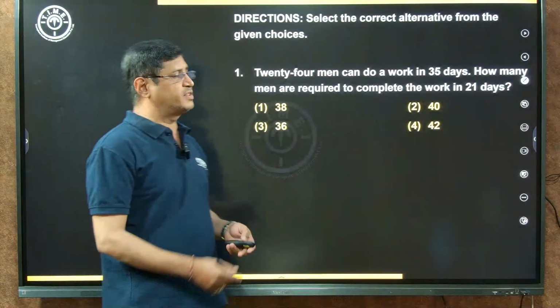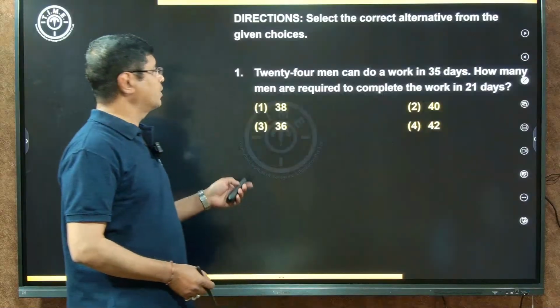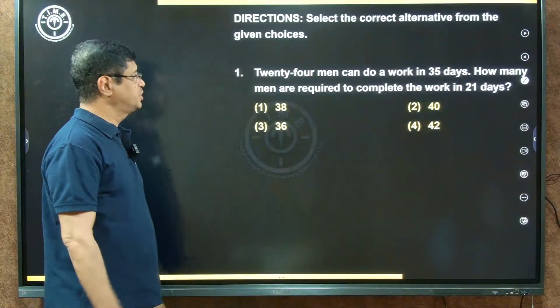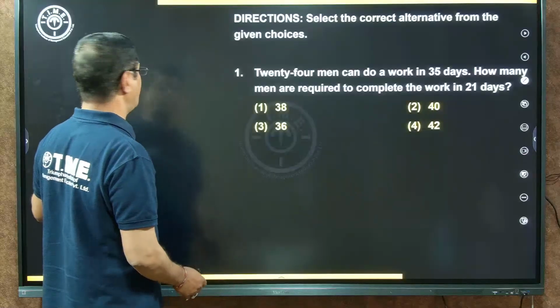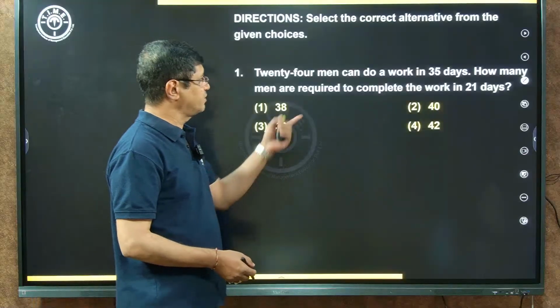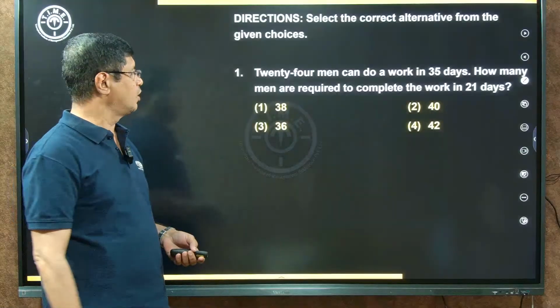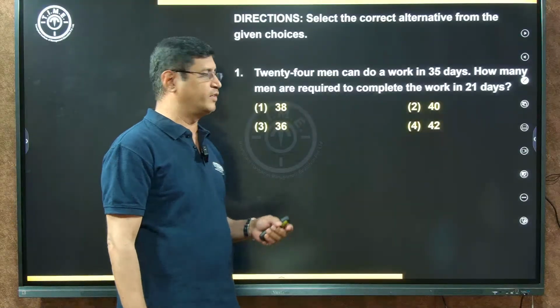Here directions are given. Select the correct alternative from the given choices. Now look at the first question. 24 men can do a piece of work in 35 days. How many men are required to complete the work in 21 days?